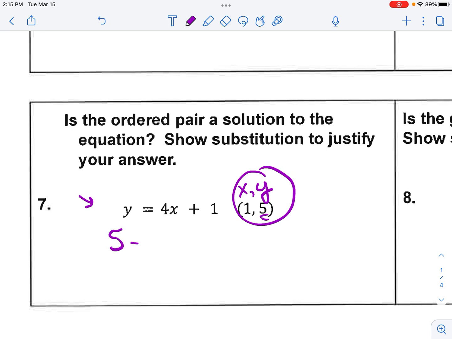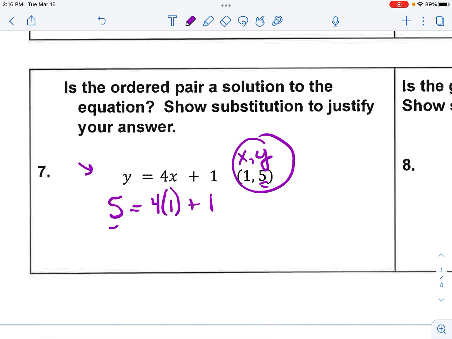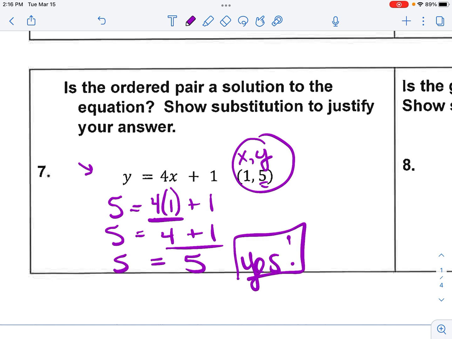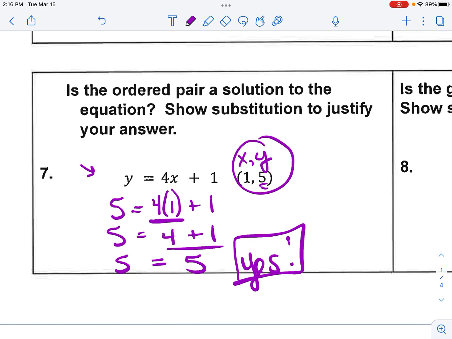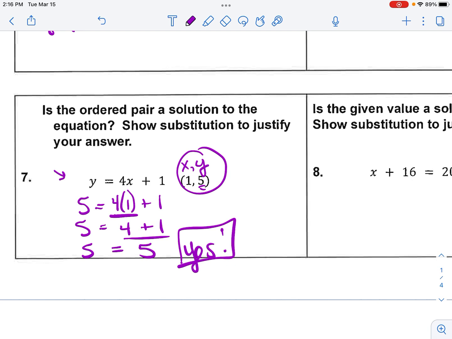So it says y is 5, x is 1, a number next to a letter means multiplication. So you're substituting the ordered pair in for x and y, and you're solving. So 4 times 1 is 4. 4 plus 1 is 5. Does 5 equal 5? Yes. So that ordered pair does justify our answer. It does make sense. It is a solution. If this wouldn't have been the same, we would have just said no.